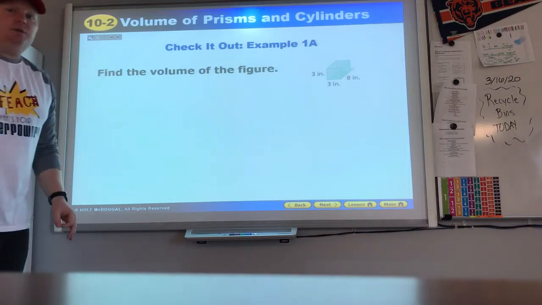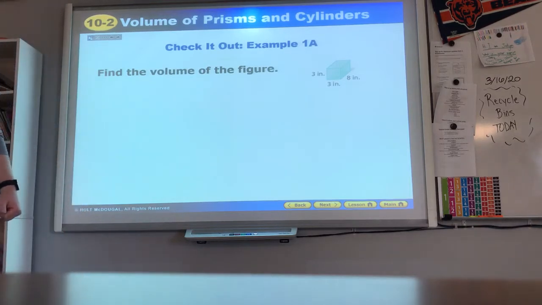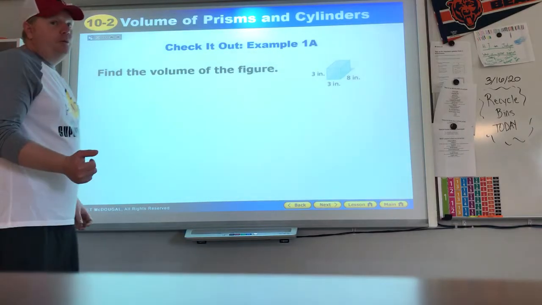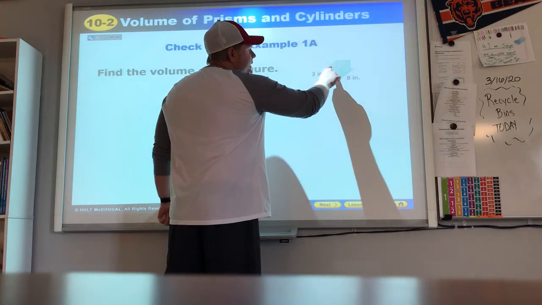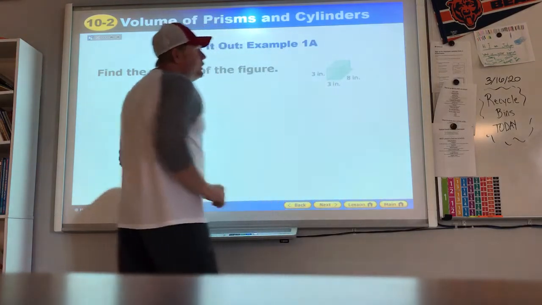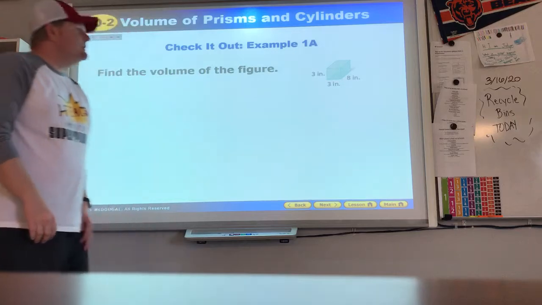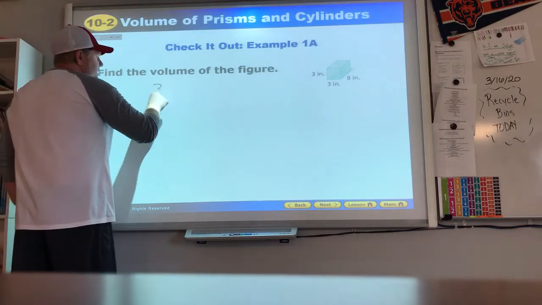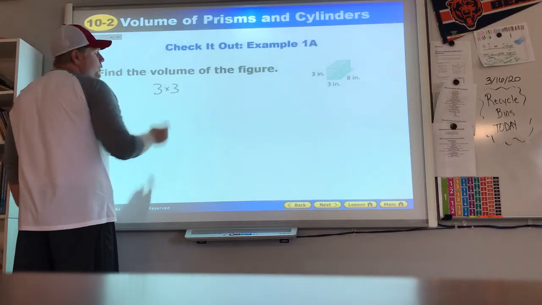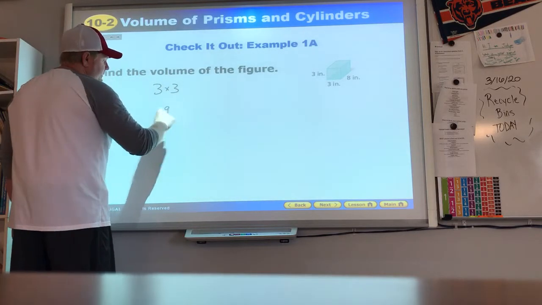Let's look at this one. Why don't you take a chance to pause this and see if you can do it. All right, now that you've tried it out on your own, hopefully, I see a square up here and a square back here. Those are my two bases. So I find the area of the base. 3 times 3 will give me my area of the base, which is 9.